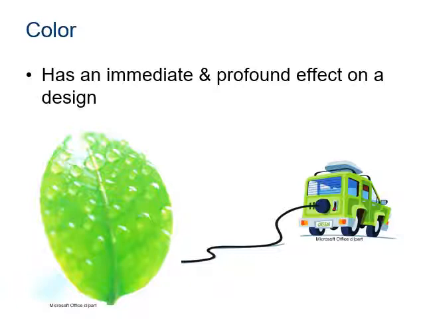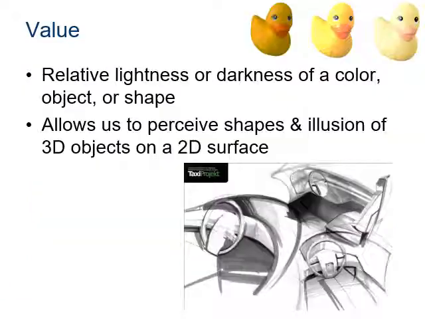A color can have an immediate and profound impact on a design. If we look at this image right here, we see this green jumping out at us. The green leaf, and you see the green car, kind of implies that it's environmental. It's going to be an environmentally friendly vehicle.